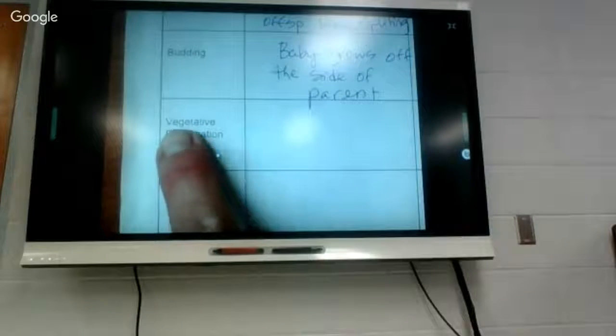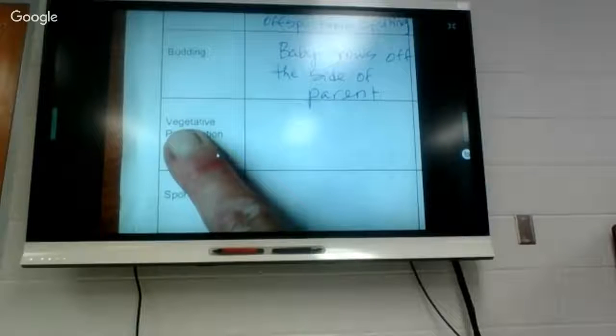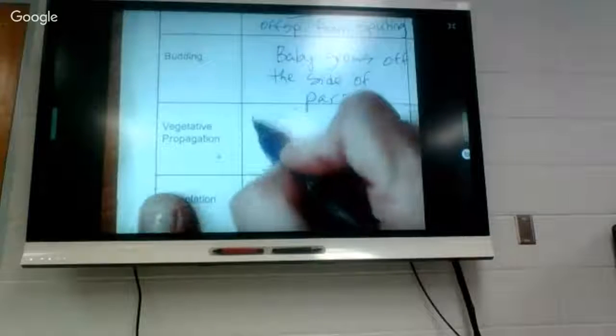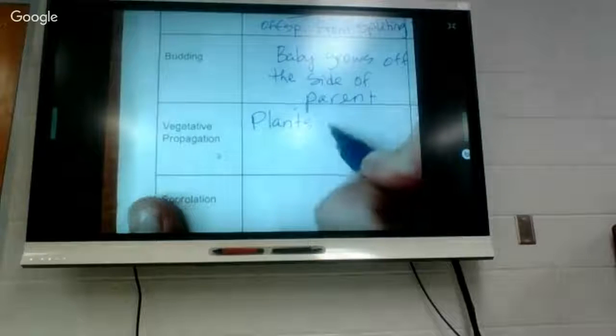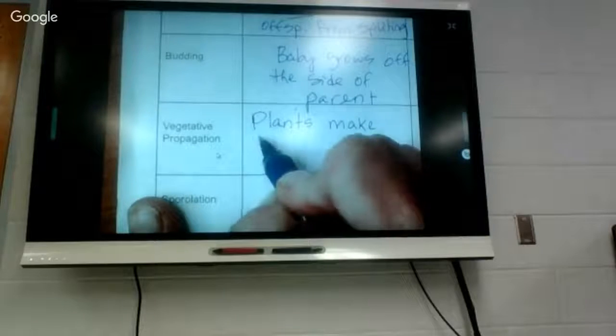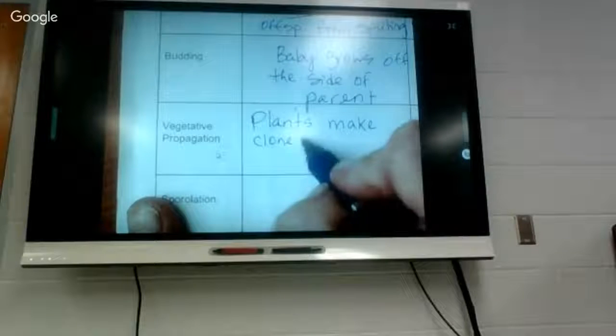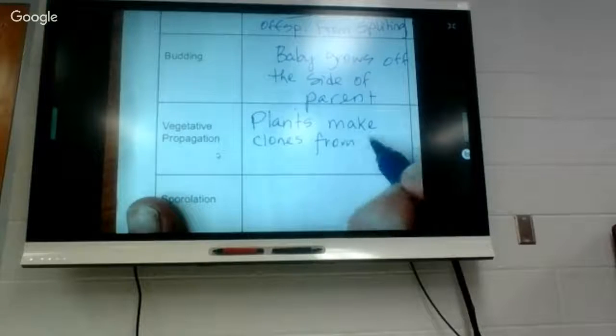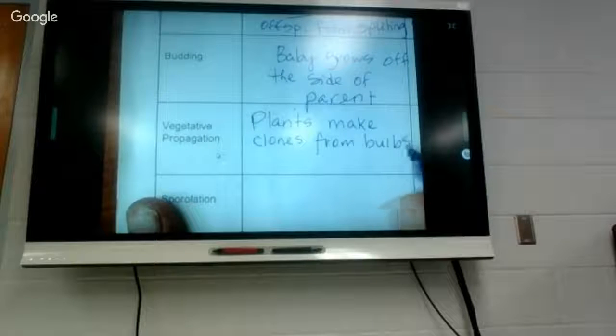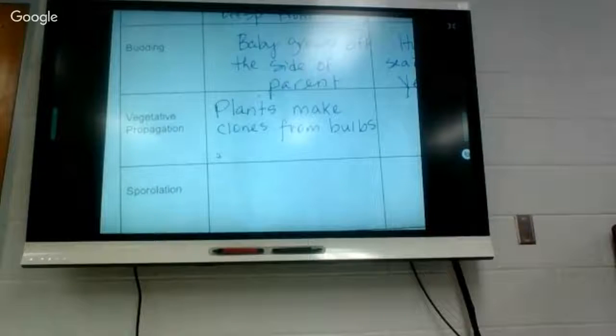Vegetative propagation. This is only for plants. So we're going to put plants make clones from bulbs. Have you eaten or seen bulbs? That's like bulbs that you plant for flowers, or garlic or onions. Have you ever pulled them up and there are all these little babies around them? Those are all asexual babies.